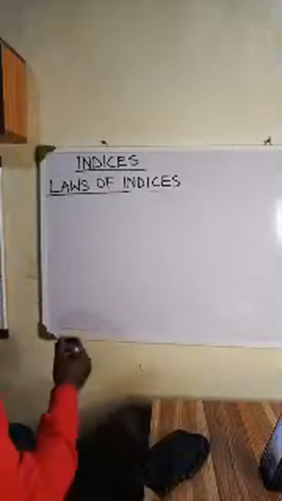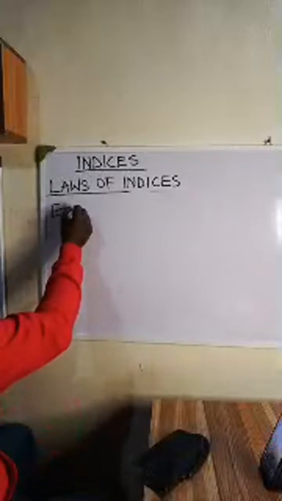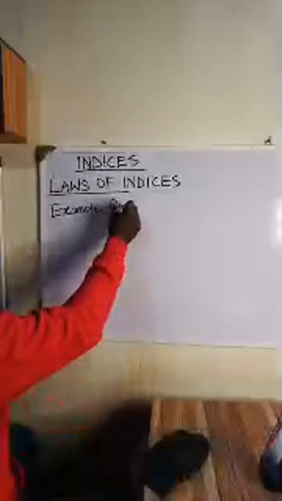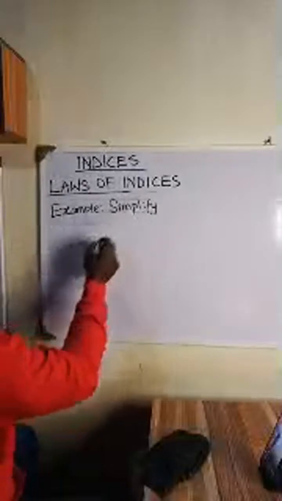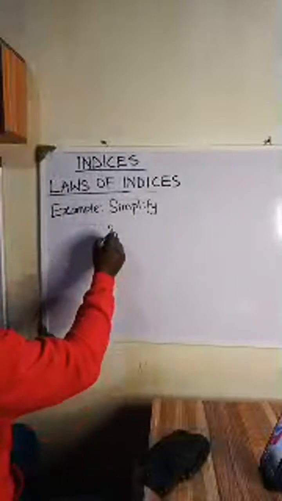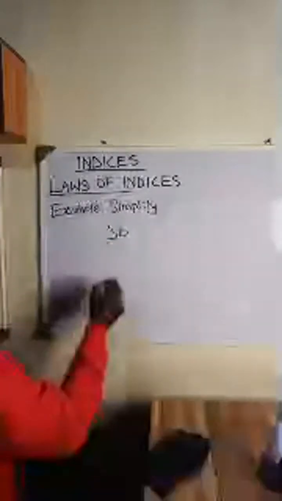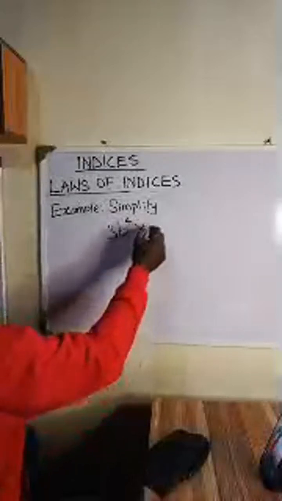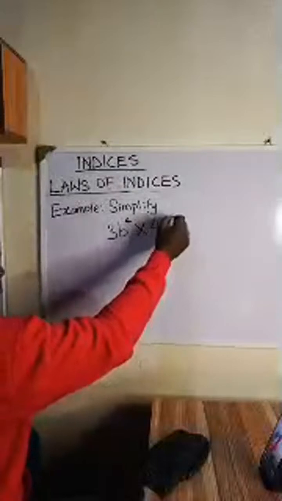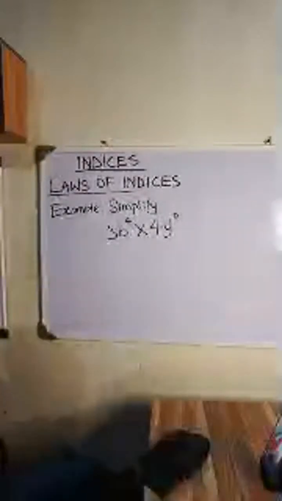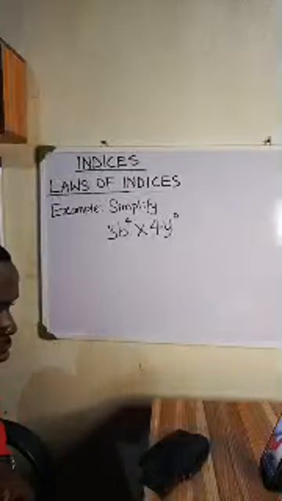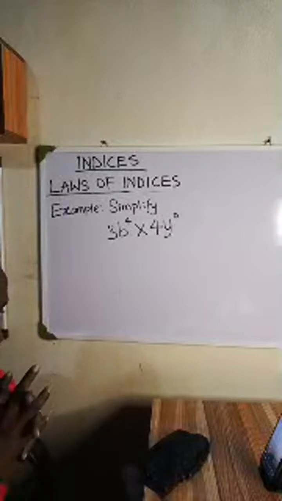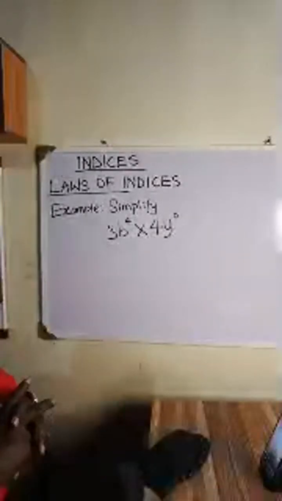Okay, so if we have an example, 3b to the power of 4 times 4y to the power of 0. Can anybody attempt it before I solve it? In 2 minutes, can anybody attempt it before I solve it?